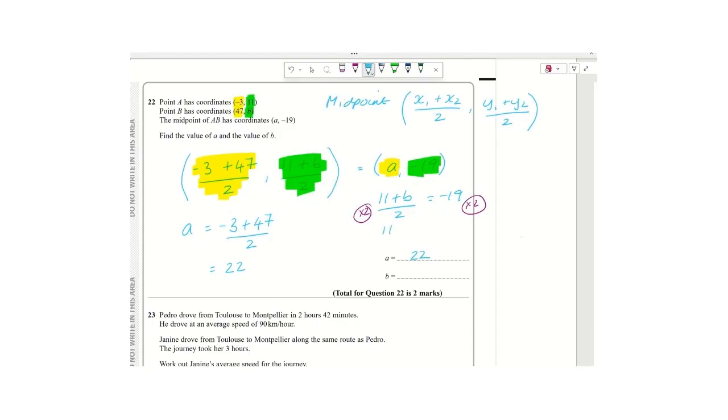So that leaves me with 11 plus b, and if you do -19 times 2 on your calculator, you get -38. And then to find the value for b, I've got to get rid of the 11, so I'm taking 11 away from both sides. So that will give me b equals, and then on your calculator you can do -38, take away 11, which will give you -49. So b comes out to be -49.